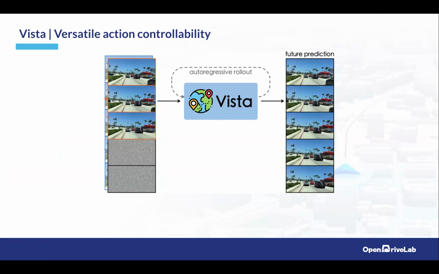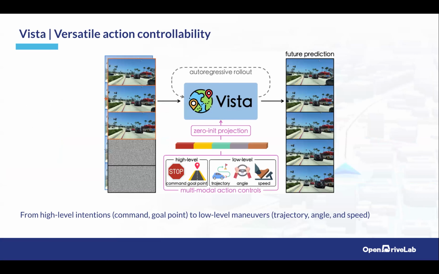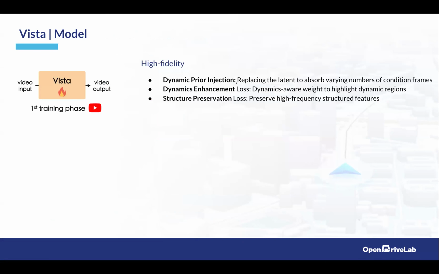This is a typical video prediction model, where we have initial frames as conditions, and we predict the future frames. A special point about Vista is that we condition the model with multiple control conditions, like high-level commands and high-level goal points, and also low-level conditions such as trajectories, angles, and speed. These multiple conditions can behave in a very unified way to condition the video prediction model. And here are some techniques we use to make this real.